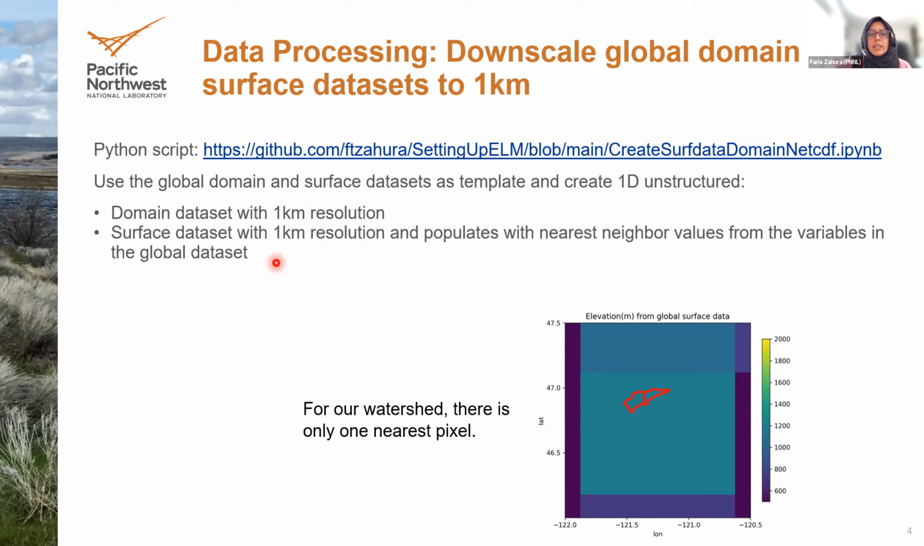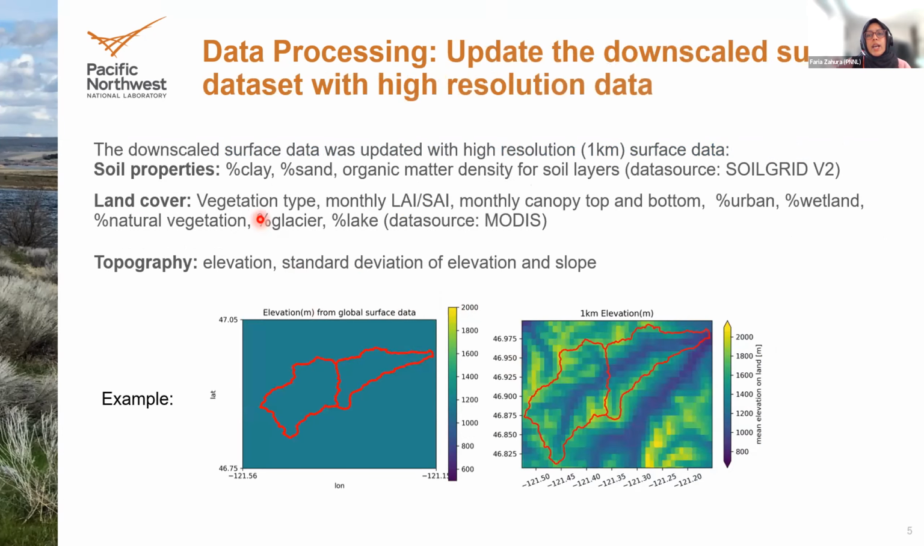Once the 1 kilometer surface data is created, we populate the grids in the surface data set with the nearest neighbor values for all the variables from the global data set. And as you see, this watershed is located inside one grid cell. All the grid cells in the watershed would be populated with values from just one grid cell. So this would not capture all the variation that exists in the watershed in terms of topography or the vegetation properties, etc. So we updated this downscaled surface data set with high resolution data.